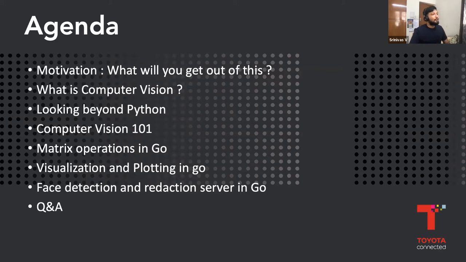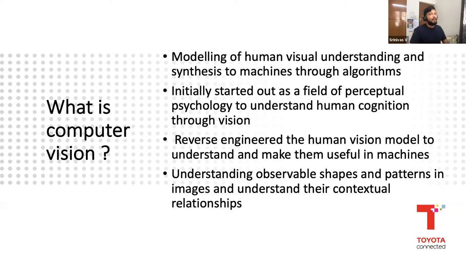So coming to the fundamental part: what is computer vision? A lot of us have different notions of what computer vision is, right? With the current explosion of AI, or revolution, we talk about surveillance, we talk about face detection, but why did it start, and what is it exactly? How can you abstract its definition? Basically, where it all started is purely from human inspiration, basically modeling of human visual understanding and synthesis of the real world to the machines through algorithms is what computer vision is.